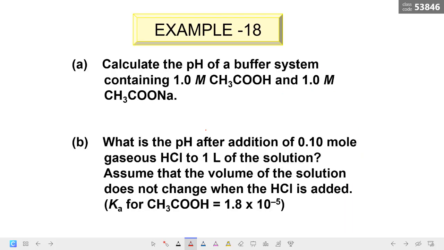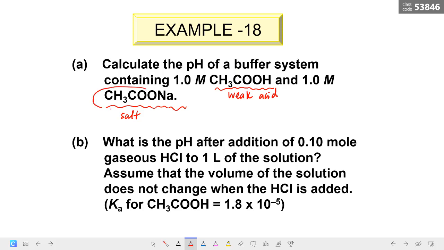Okay, saya terangkan satu lagi contoh, example 18. Okay, we have two questions here. First, calculate the pH of a buffer system containing acetic acid 1.0 molar and its salt 1.0 molar juga. Jadi kalau you lihat kat sini, ini adalah weak acid, okay, which is acetic acid ataupun ethanoic acid, and this is the salt which is come from the acetic acid.